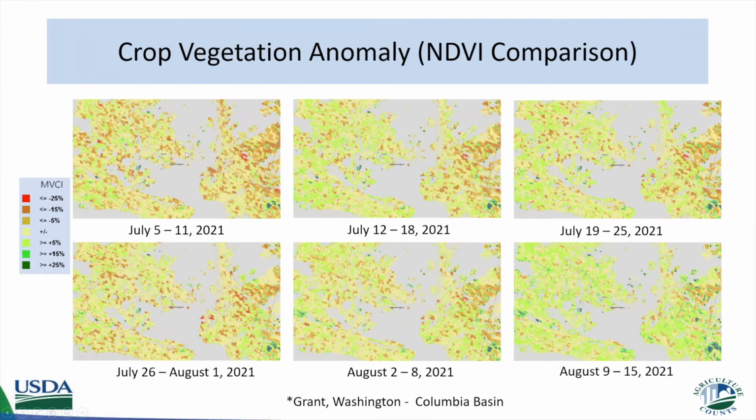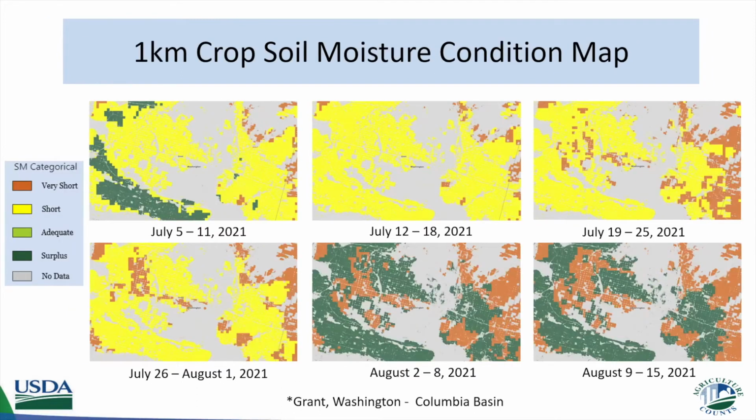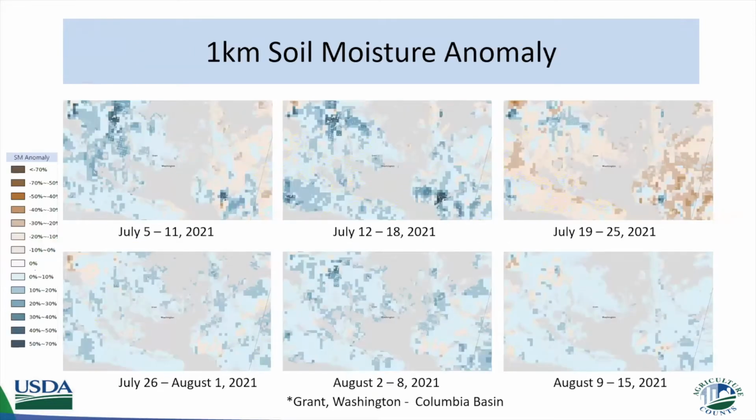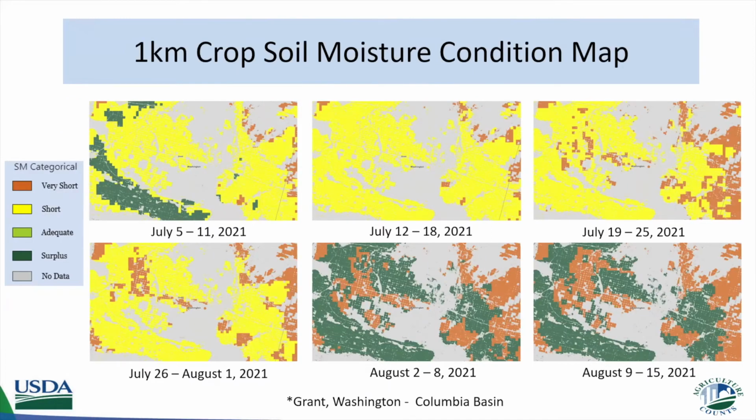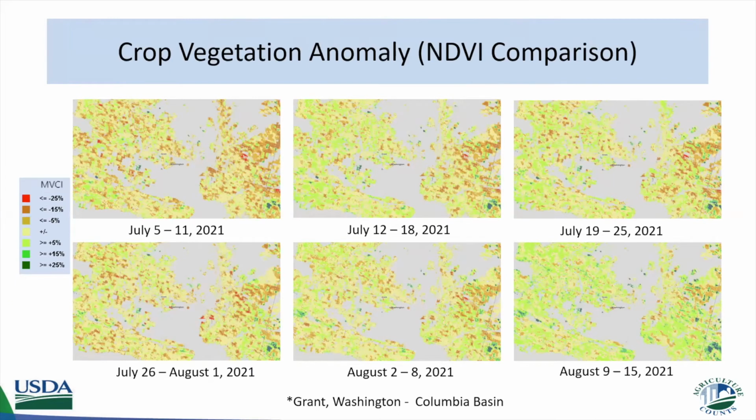Condition-wise, there are lots of areas of stress here, especially you see that. And this area looks kind of better, but if we go back and compare this, the moisture level is actually translating into that vegetation condition. It becomes less stressed compared to this one.